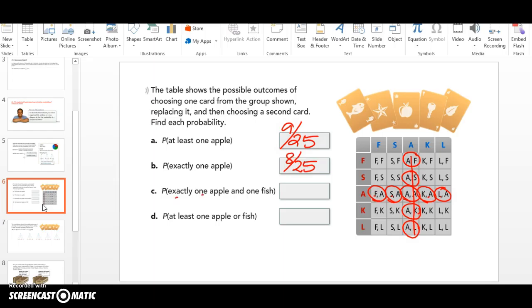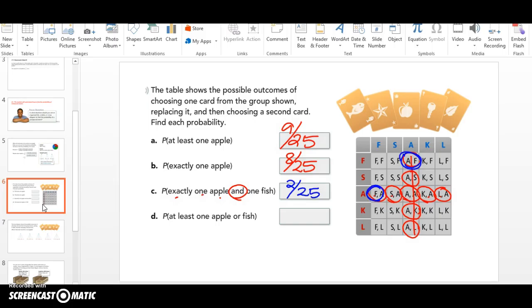Okay, exactly 1 apple and 1 fish. So I'm saying you have to get an apple and a fish to be a winner. That's 2 out of 25. Very good. There's only 2 of them. This would be 1 fish and 1 apple. This would be 1 fish and 1 apple. Those are the only 2 that are there. So that's your 2 out of 25.